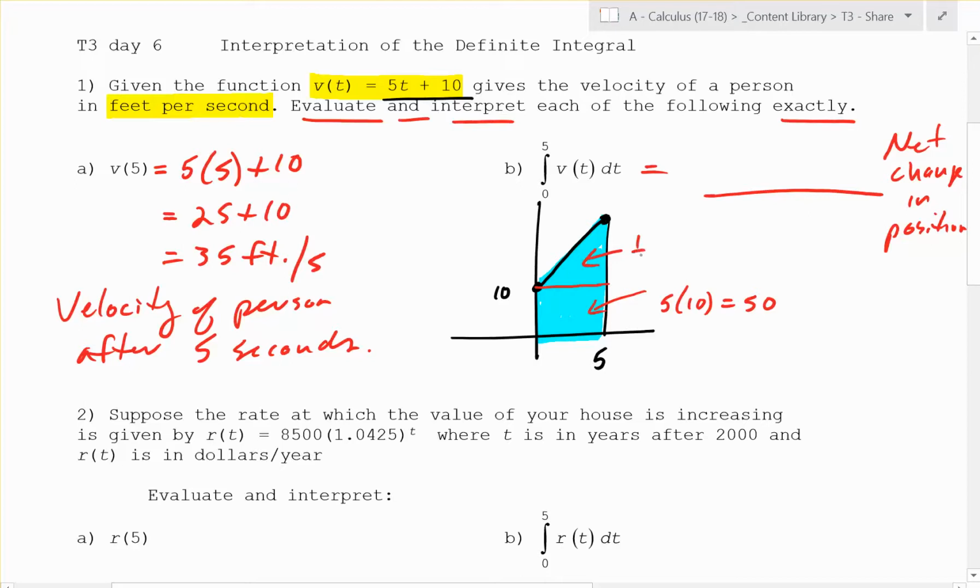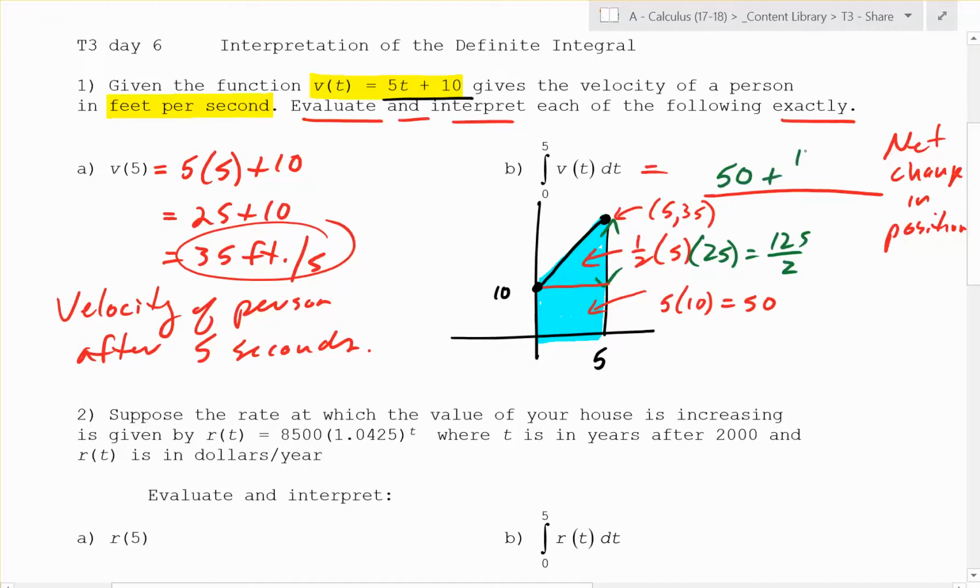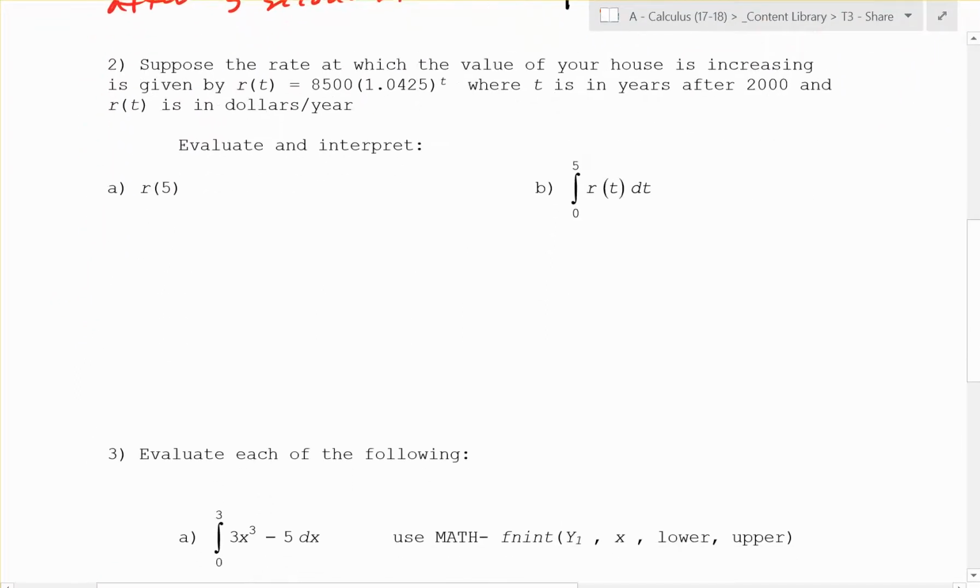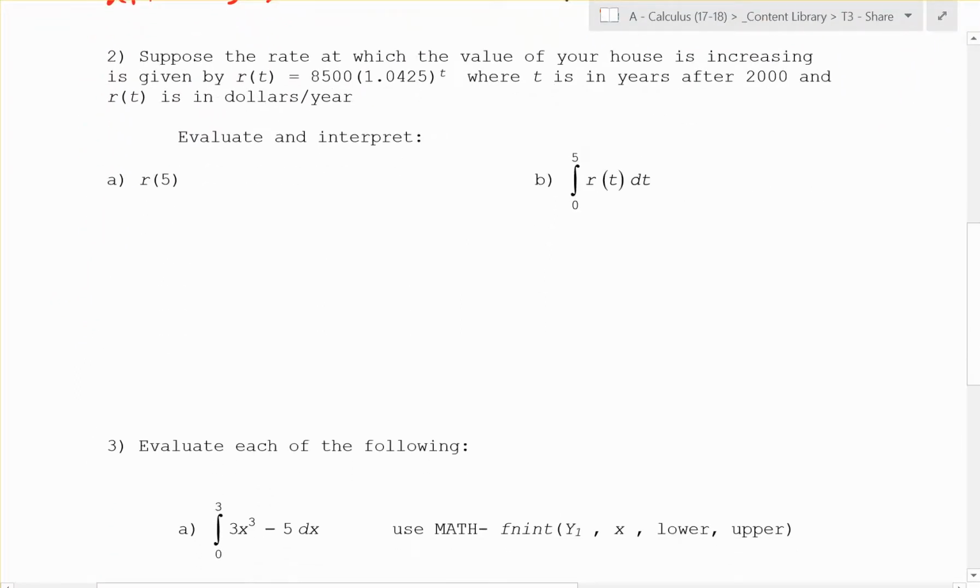And this triangle right here is going to be 1/2. The base is 5. And what's the height? Well, you need to know that point right there. That point is 5, 35. So what's the height from here to here? Well, that's from 10 to 35. It's 25. 25 is the height, so that's 125 over 2. So the total area is 50 plus 125 over 2. So that's the net change in position, meaning the person has gone a total of 50 plus 125 over 2 feet.